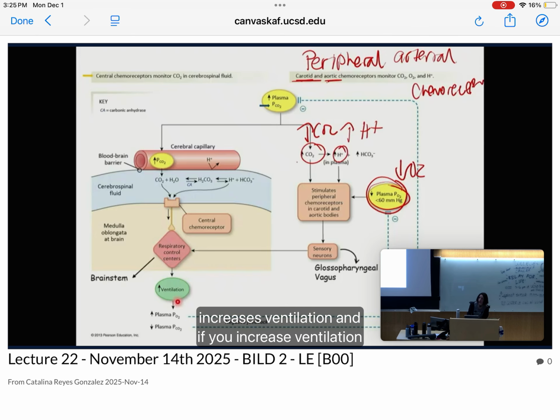And if you increase ventilation, you're going to exhale more CO2, so you decrease the amount of CO2 in your blood, you're controlling for these. That will also lead to a decrease in hydrogen ions, so you bring back the pH to normal, and oxygen increases because you're inhaling more fresh air, you're bringing more oxygen to your body.